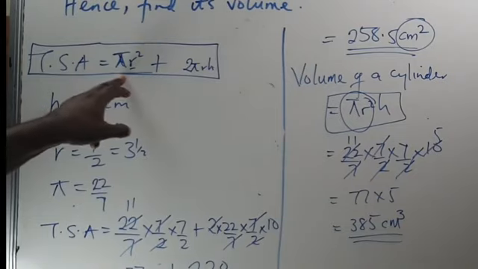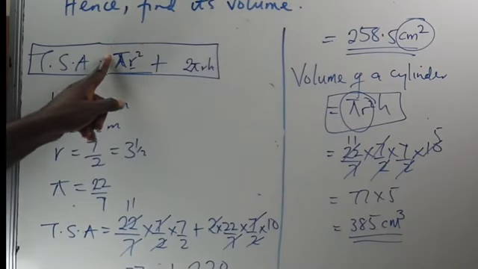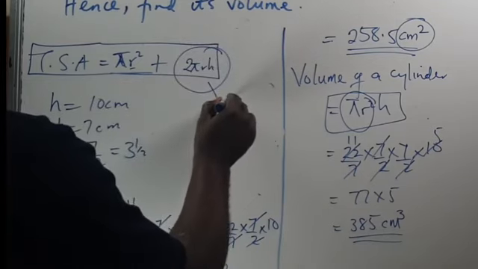So this is how to calculate total surface area of a cylinder and the volume of a cylinder. This is when it is opened. If it is not open, you just put here 2 pi r squared. And this is the curved surface area.